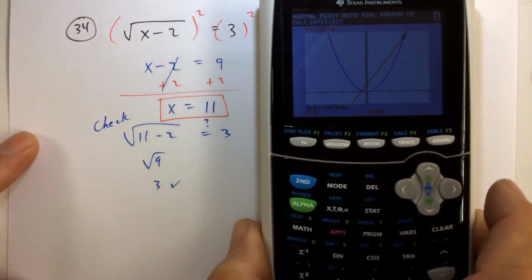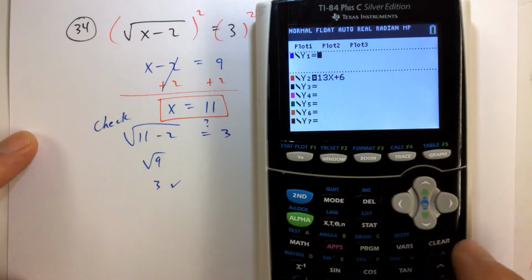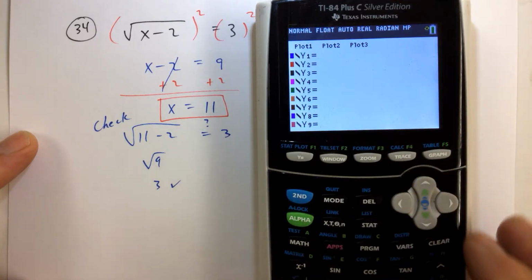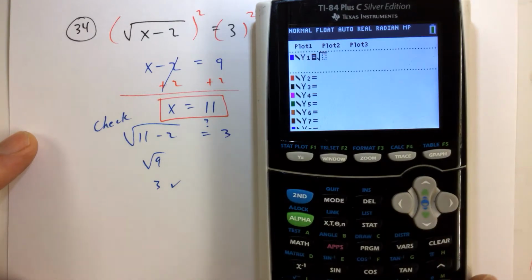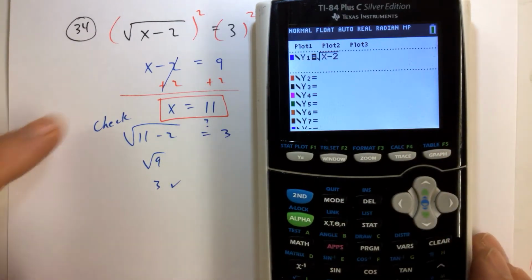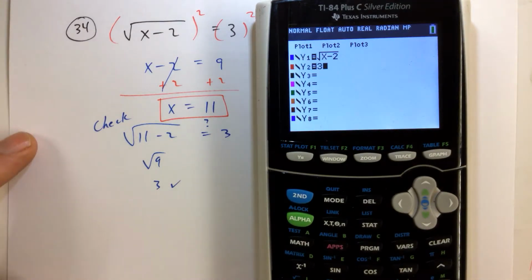Well, let's try to do that on the calculator and see what we get. Remember, let's clear out the last thing there. The left side is the square root, and that's second x squared. So square root of x minus 2. The left side of our original equation is our y1. The right side is 3.